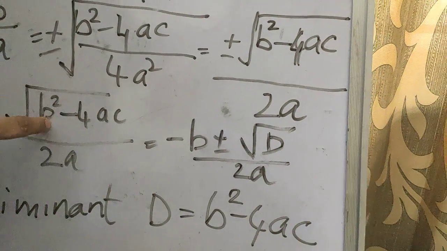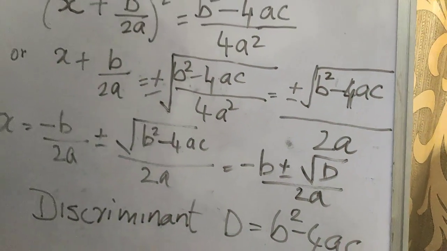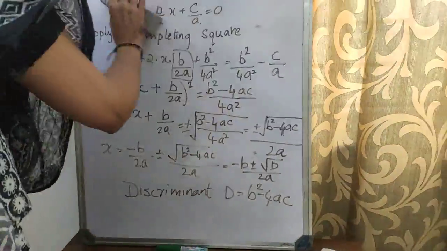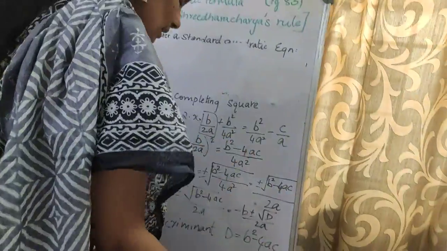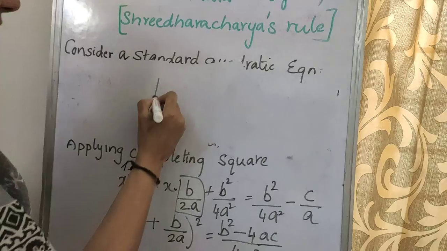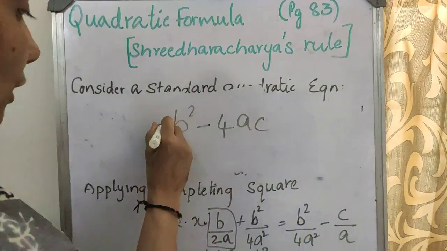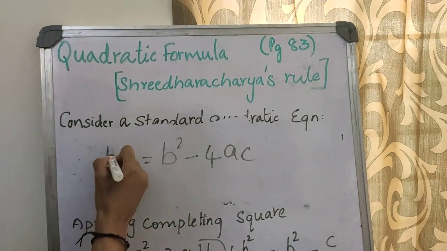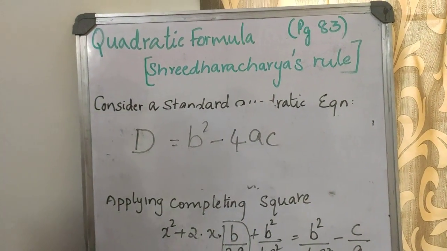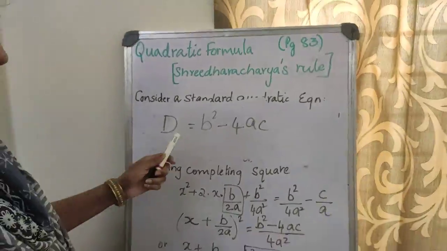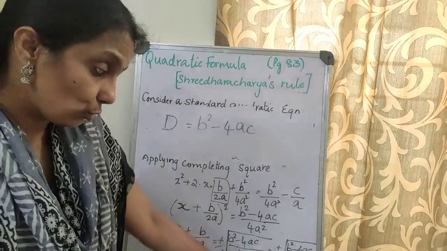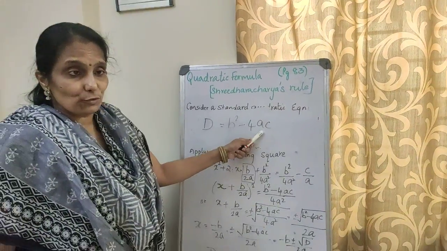Now this b square minus 4ac, exclusively b square minus 4ac, is called the discriminant of the equation. So given a quadratic equation, if we are asked to find the discriminant, it is nothing but b square minus 4ac, not the root, okay? Only b square minus 4ac.